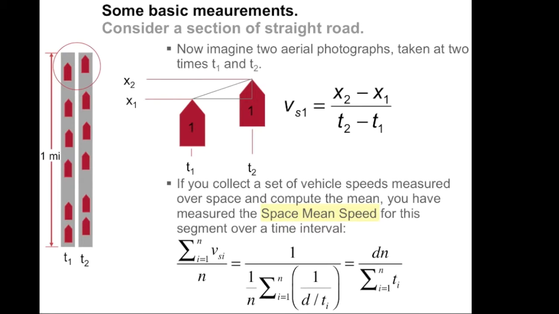So if you collect a bunch of speeds in this particular way, such that you know the actual speed over space of each vehicle on the roadway, and then if you compute the mean of that, you've measured what we call the space mean speed for this particular segment over a time interval. So the space mean speed is the sum of the spatial speeds that we've measured here divided by the total number in the sample. We also call this the harmonic mean, and so if you know the distance that each vehicle has traveled and the time that it's taken to do so, you can sum the inverse of that, divide that by the number in the sample, and then take the inverse of that. That's the equivalent of multiplying the distance traveled by the number divided by the summation of the travel times.